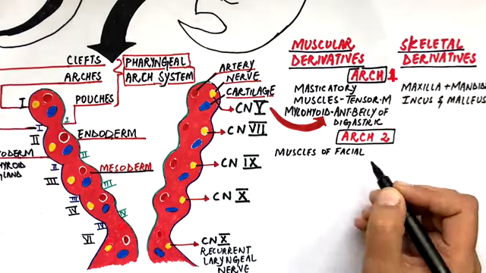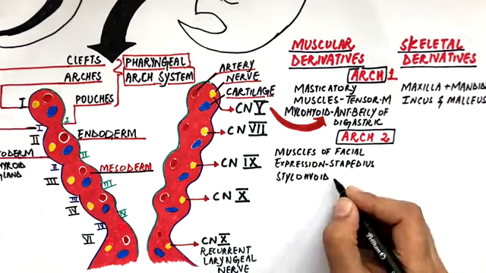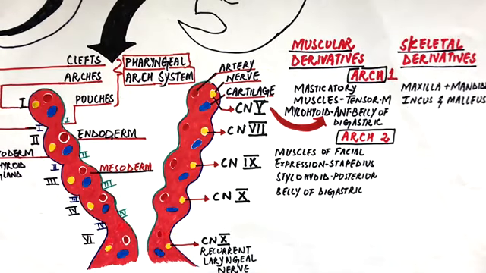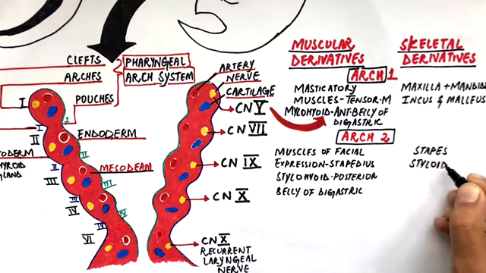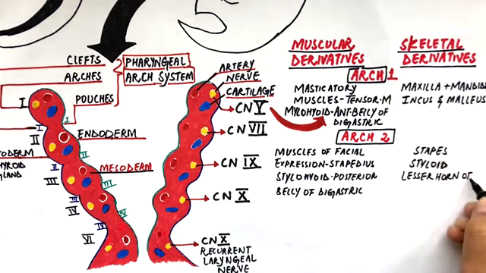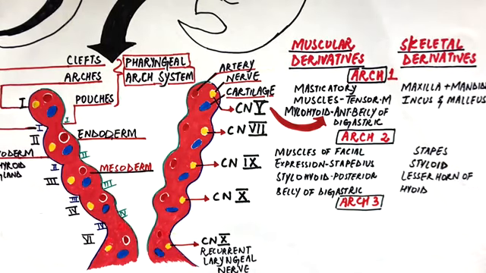The muscular derivatives of the second arch are the muscles of facial expression, the stapedius, stylohyoid, and the posterior belly of the digastric muscle. The skeletal derivatives of the second arch are the stapes, the styloid process of the temporal bone, and the lesser horn of the hyoid bone. The muscles of the second arch are also innervated by the nerve of the second arch itself, which is the facial nerve.